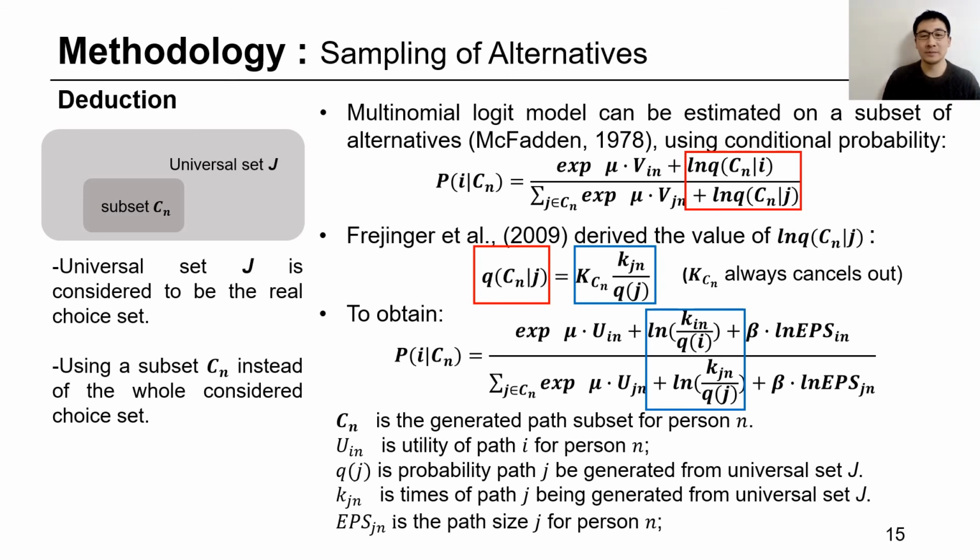Because exhaustion of all the possible routes connecting each OD pair in a very large road network is neither feasible nor necessary, it is better to use a subset and the conditional probability to calculate the choice probability of one option. The conditional probability, like showing the red box, has been derived into values like showing the blue box. So the problem has been transferred into calculating actually 4 values: the utility function of one option, the probability of path being generated from the universal set, and the path size for one alternative.